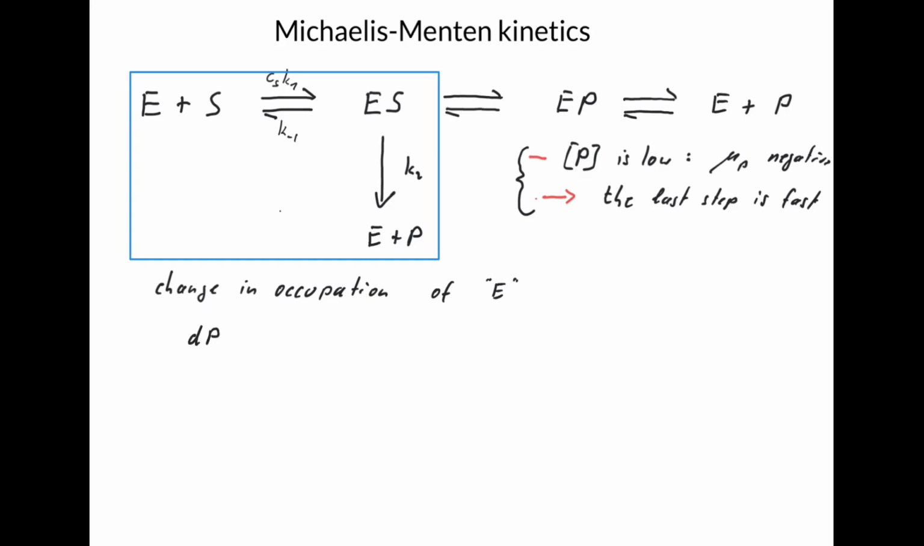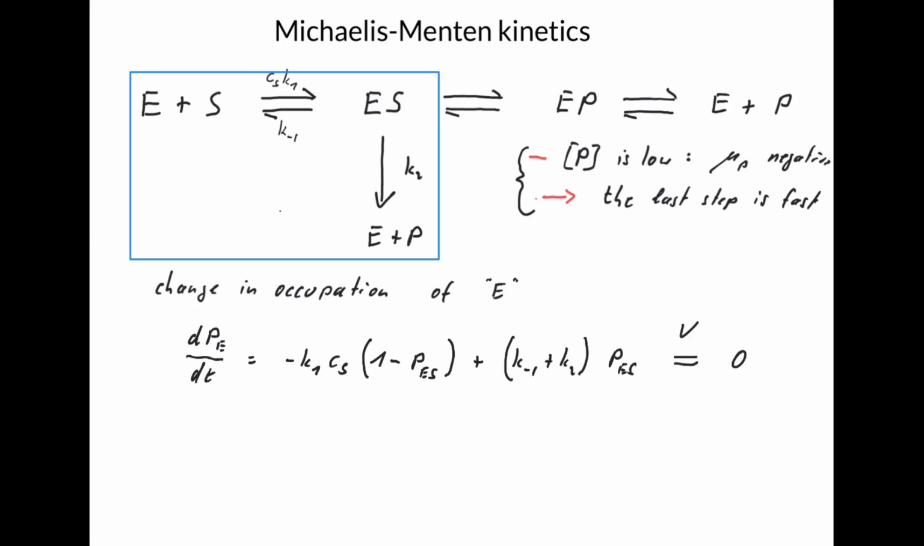The change in probability that I have a free enzyme, PE, is then given by minus K1 times Cs times 1 minus the probability that the enzyme has bound a substrate, PES, plus K minus 1 plus K2 times the probability that the enzyme has bound a substrate. Now, in steady state, this derivative has to be 0.